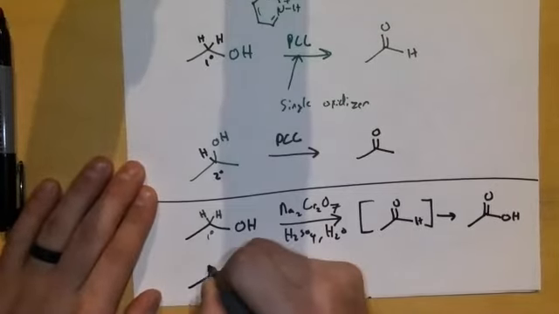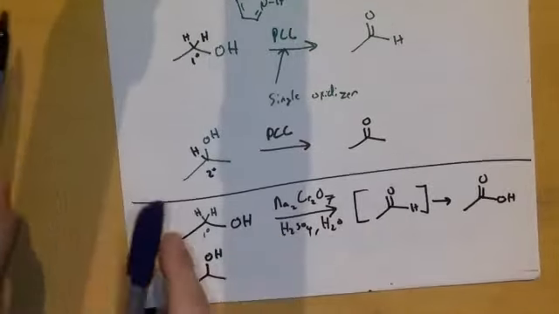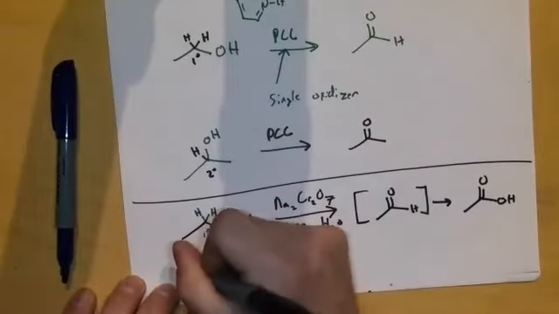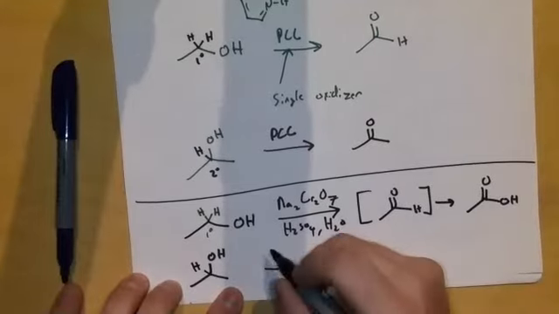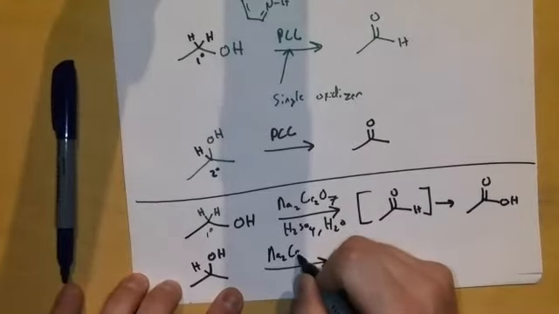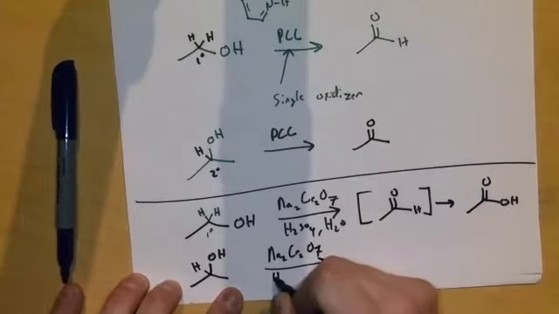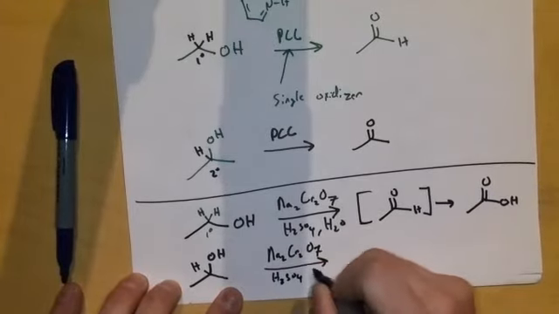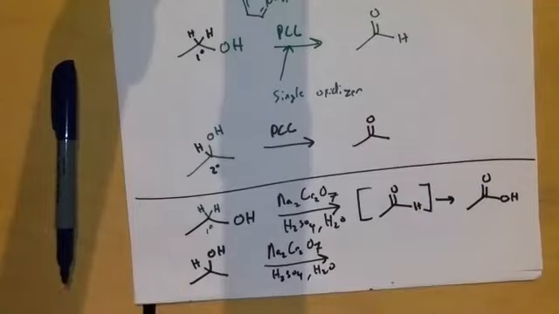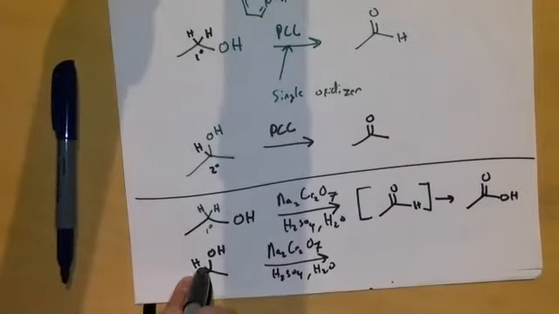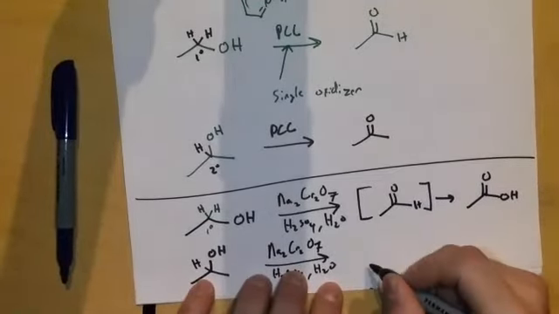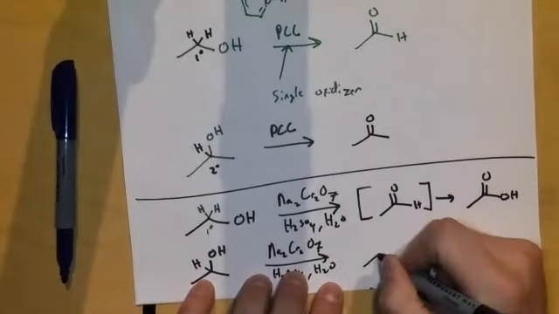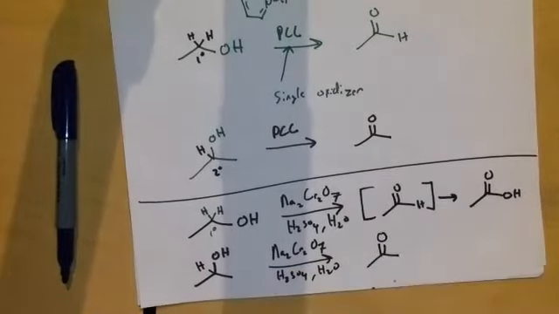Secondary alcohols. So now we only have one H here. So when we throw in Na2Cr2O7, H2SO4, and water, this only has one hydrogen to deal with, so it can only do a single oxidation. So it's just like up top, this is still just going to give you a ketone.